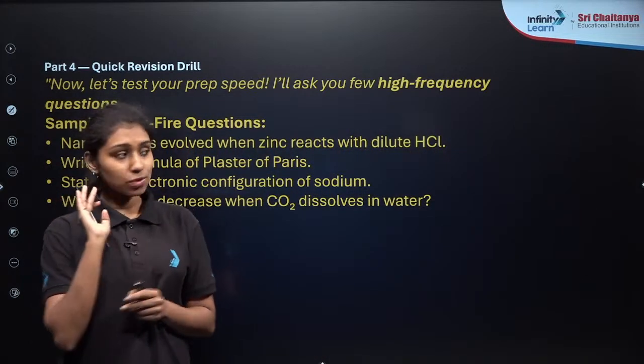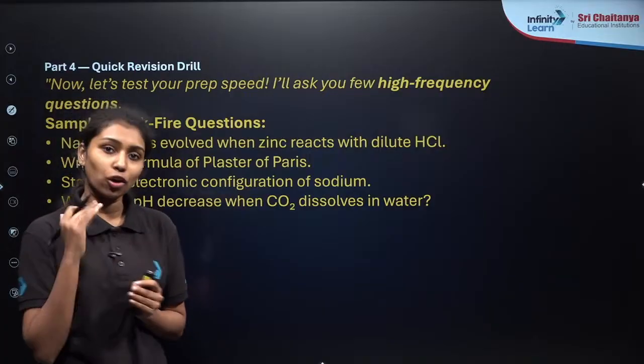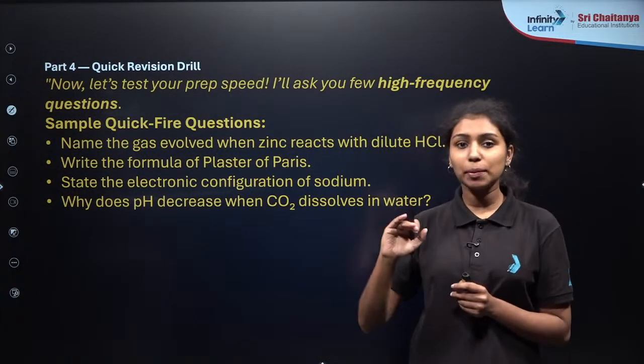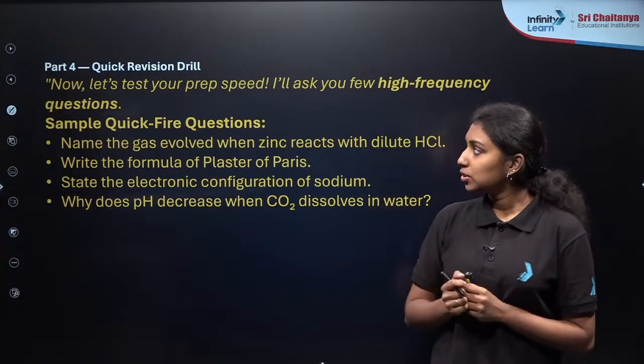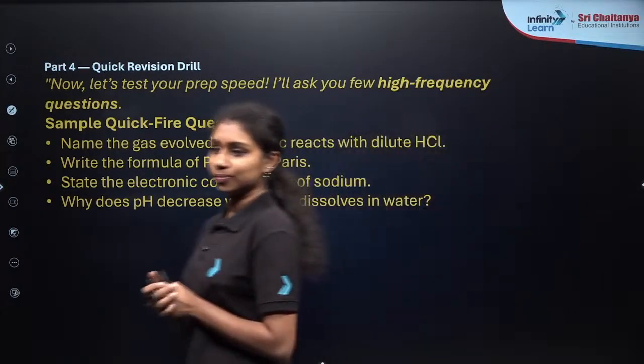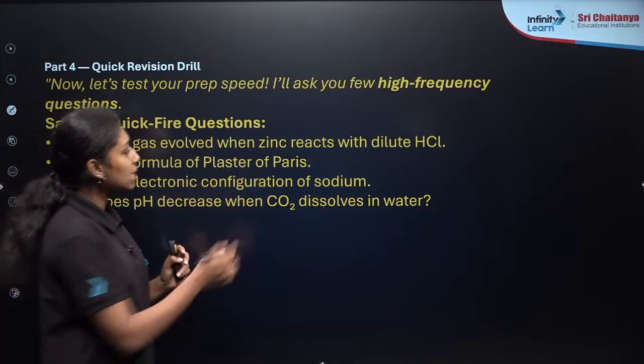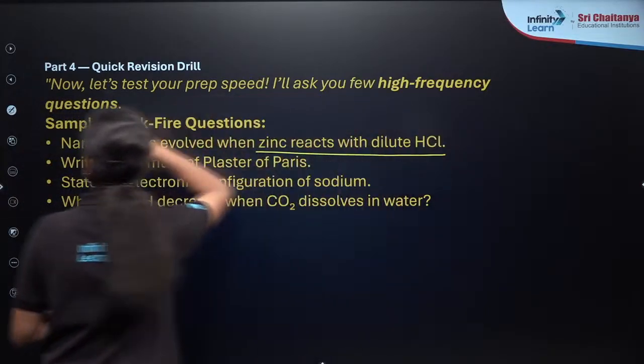So now let us quickly revise the topics we have already studied. I hope that you have already completed all the chapters. I will give a few questions here. You can just give me the answers to understand your preparation speed. So here is the first question. Name the gas evolved when zinc reacts with dilute HCl. Anyone please give me the answer here.